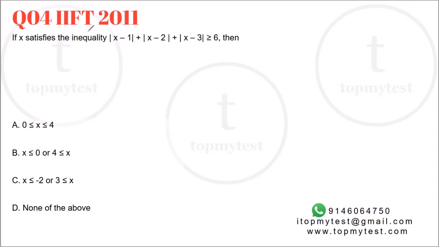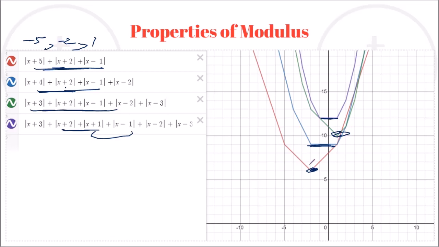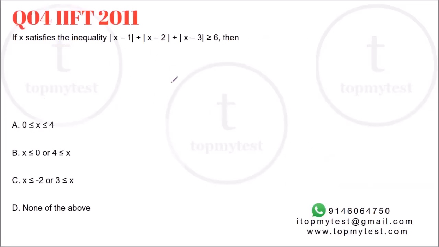The fourth question is from IIFT 2011. Again, it says, if x satisfies this inequality, then what is the range for x? Now, we know there are three terms, so it will have a minimum value at one point, like we discussed. So what will be the minimum point? The significant points are 1, 2, and 3. So the curve will go something like this, almost like Batman's wings, inverted Batman's wings. So you'll have 1, 2, and 3.